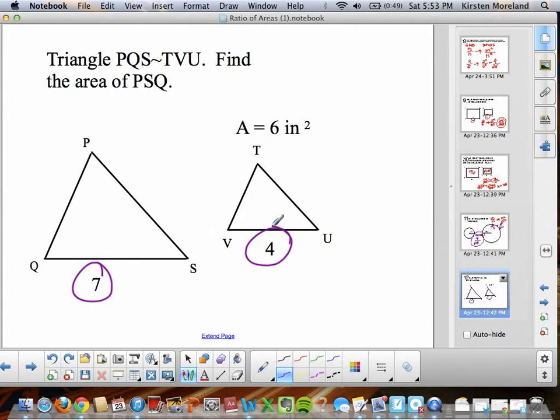Find the ratio of the areas first, and then see if you can set up a proportion like we did with the rectangles to find the area of that triangle right there. So go ahead and pause and see what you get. Alright, so I hope you did this work as follows.